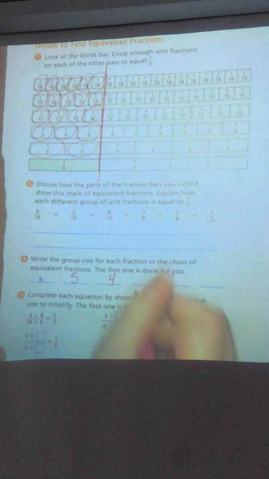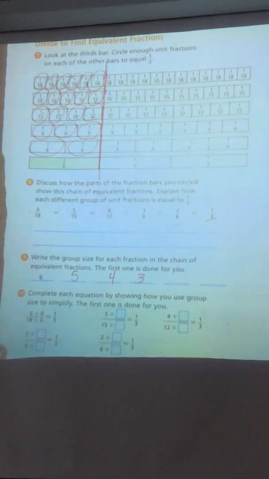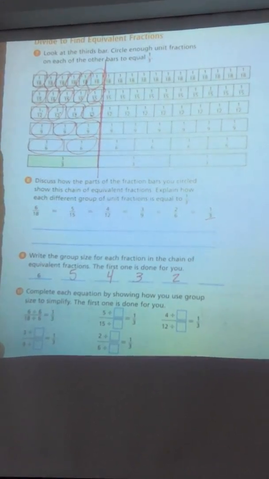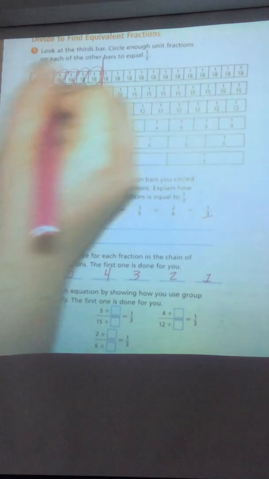Okay, if you said 3, you would have been correct. What about the next one? The next one would be 2. And the last one would be 1. Very good. So it's going down by one group every time we're going down that chain, okay?